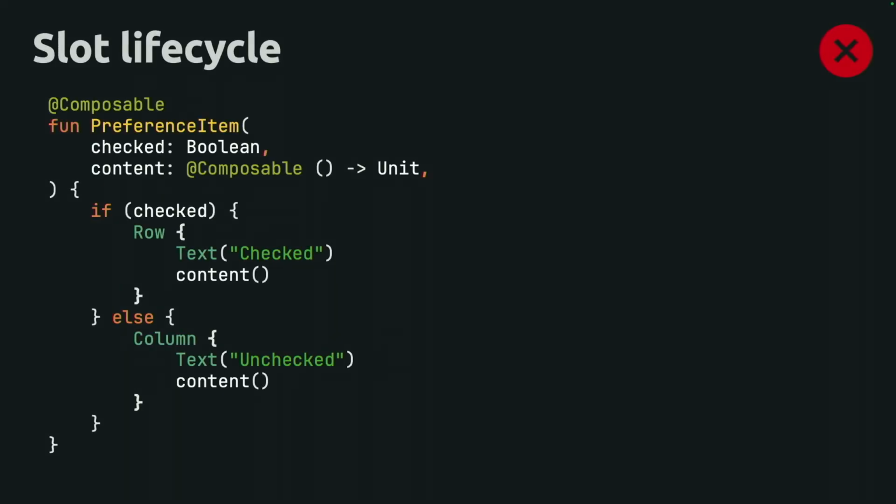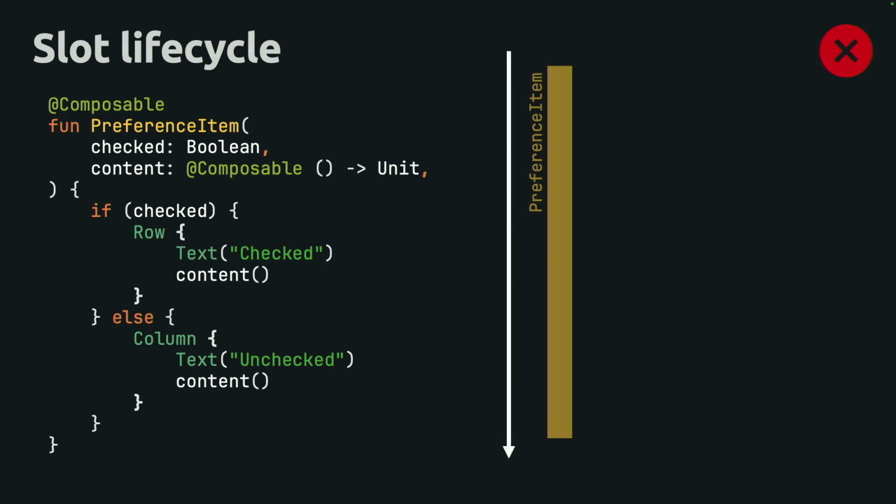An interesting consideration about using slots is the lifecycle of that content that you're receiving as a parameter. Here, for example, we have this preference item, which again, based on a Boolean flag, either arranges itself into a row or into a column. And it also uses that slot that was passed in as part of that row or the column.